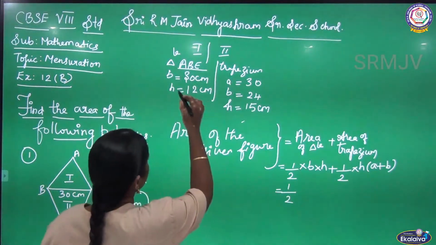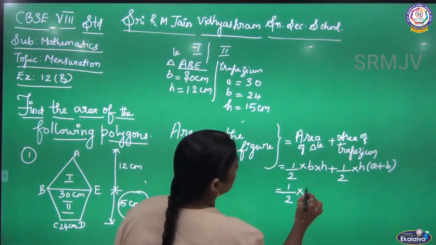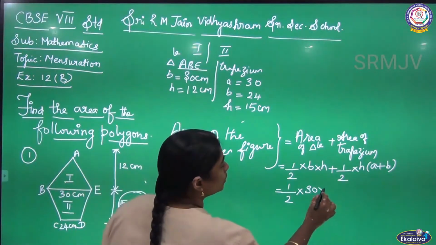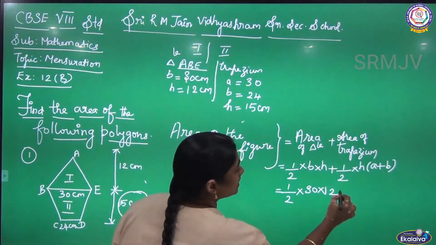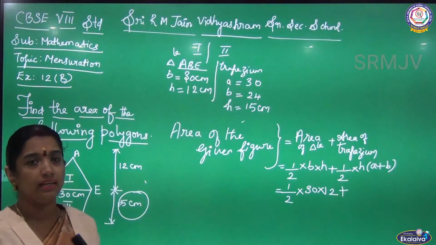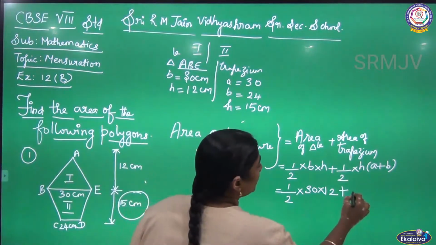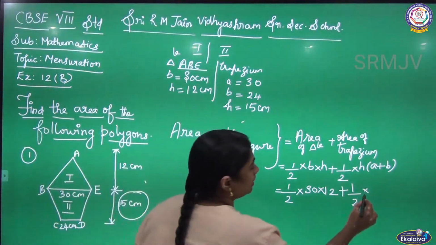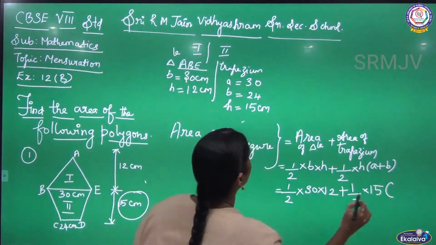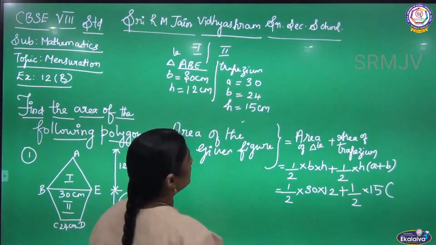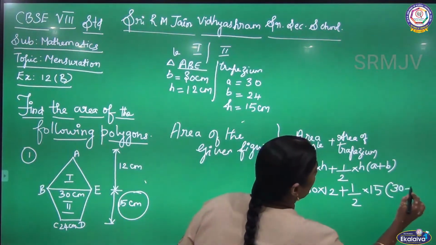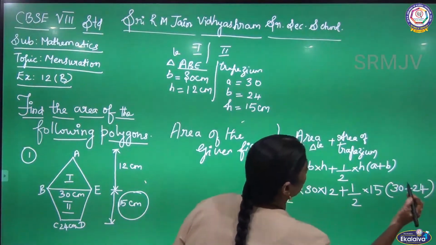What is the base? I am going to substitute here 30. Base is 30 and the height is what? 12. And plus is there, so put that plus symbol. Now, 1 by 2 into trapezium height, what is given here? 15 centimeter. And what are the two parallel sides here? 30 and 24. Parallel sides are 30 plus 24.